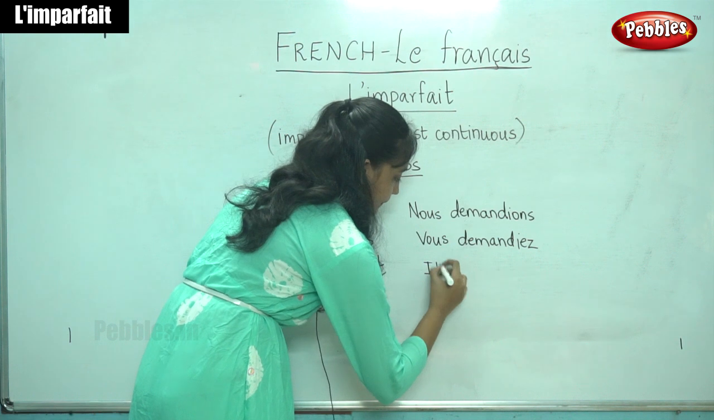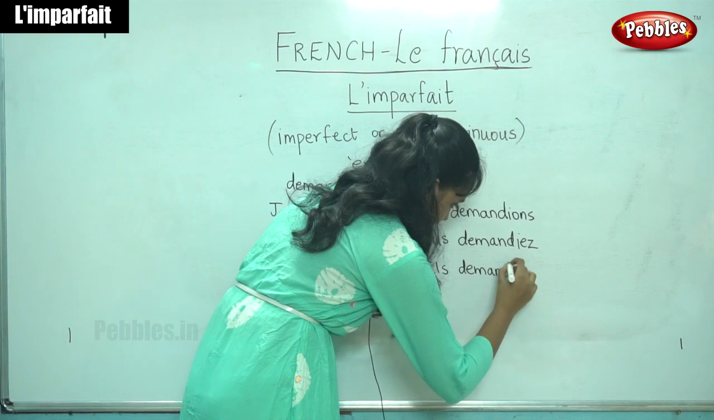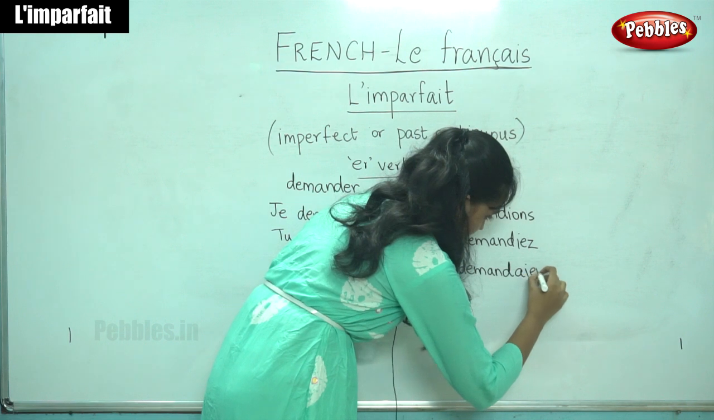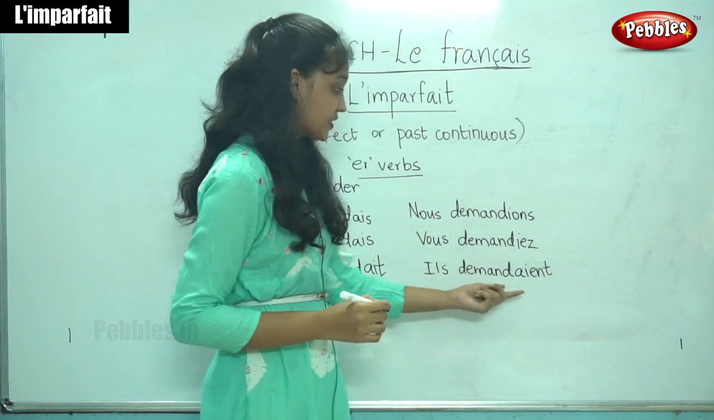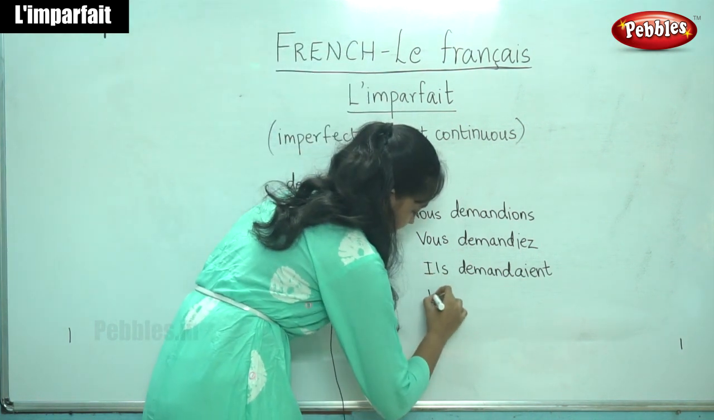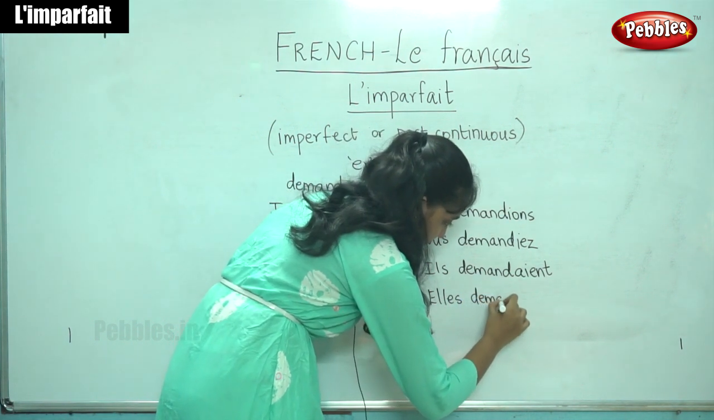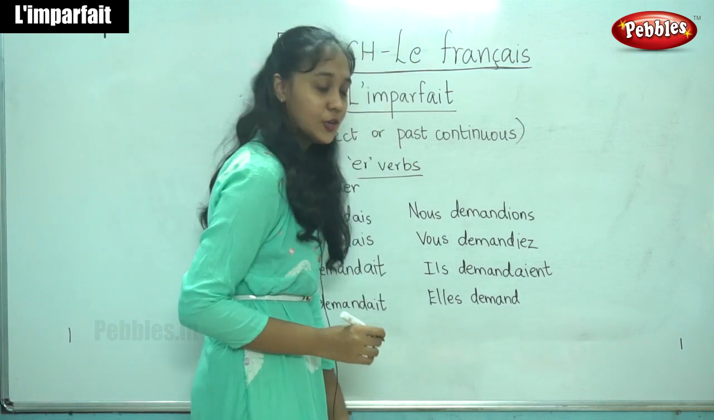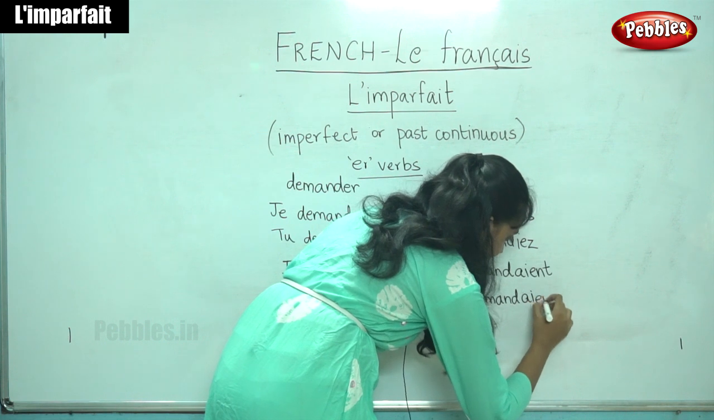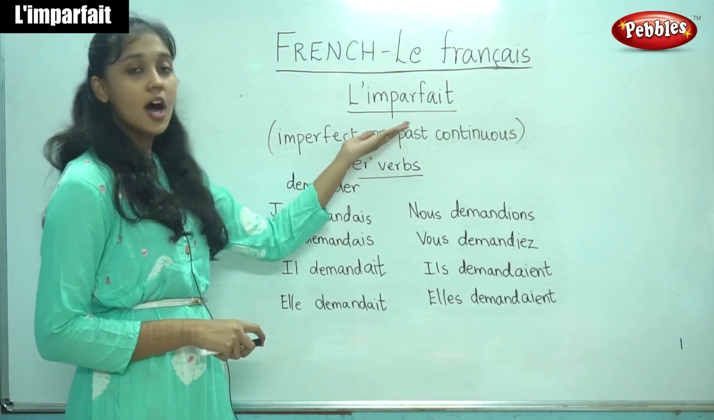For ils, we write the stem. And what is the ending here? AIENT. And finally for elles also, we write the stem followed by the ending. It is the same, AIENT. So this is how we write the conjugation in imperfect.